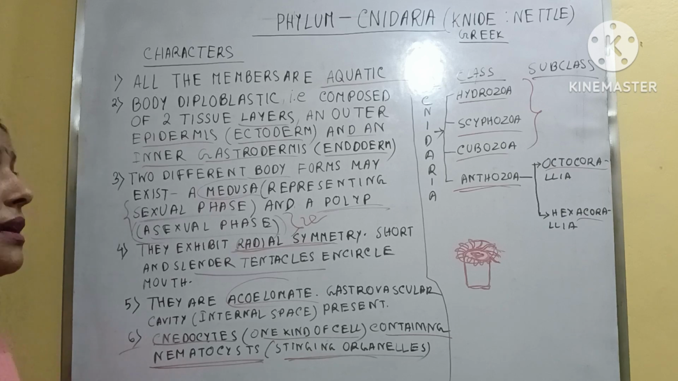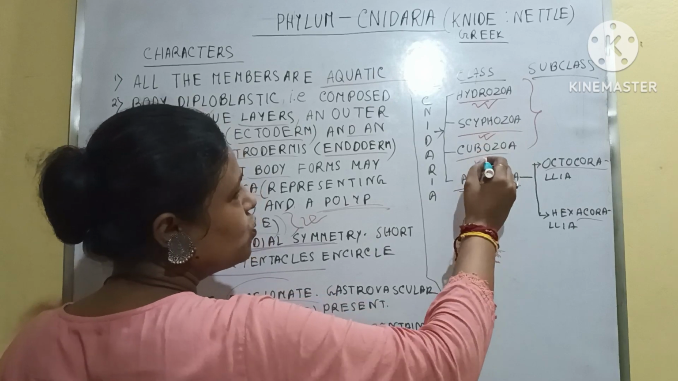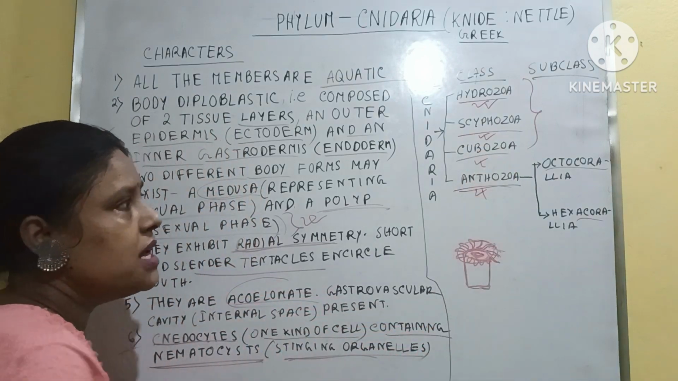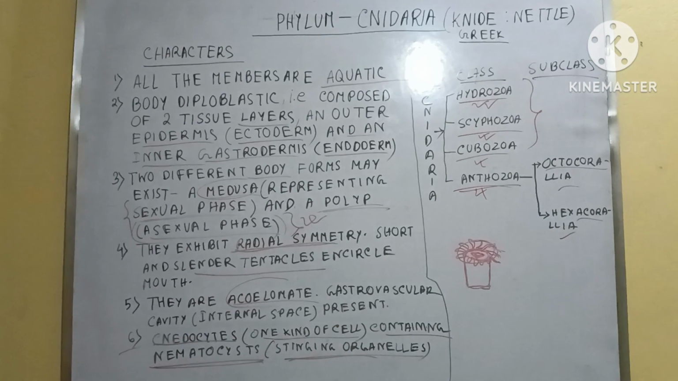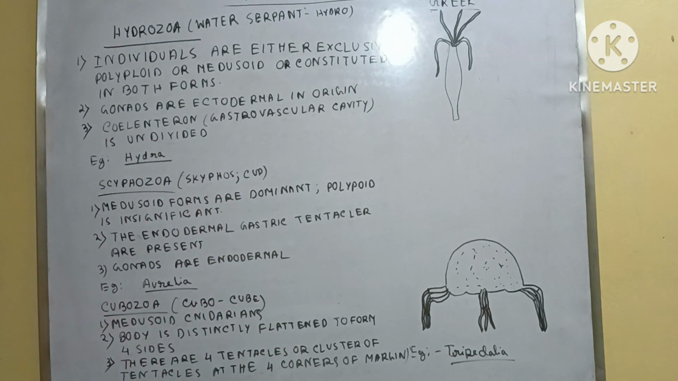Now we have to learn the characteristic features related to Hydrozoa, Scyphozoa, Cubozoa and Anthozoa, and the subclasses. Here the first three are described. One is Hydrozoa, and the example is Hydra. Then Scyphozoa, the example is Aurelia, and the last one is Cubozoa, the example is Tripedalia.